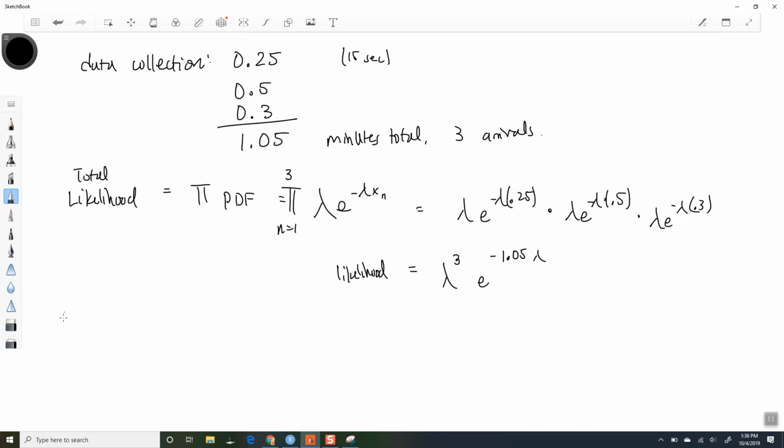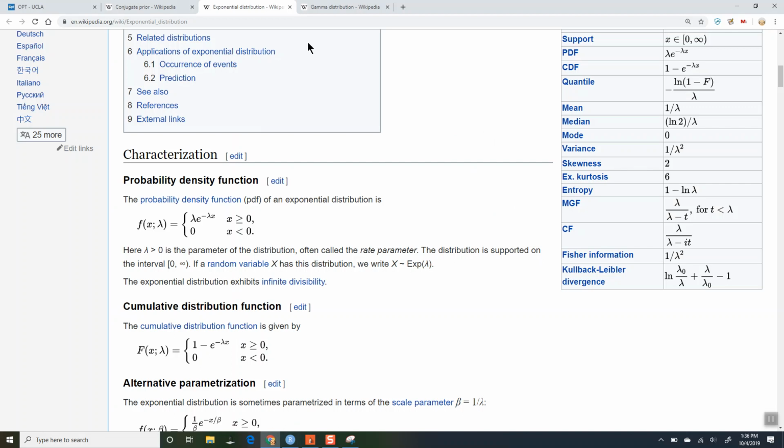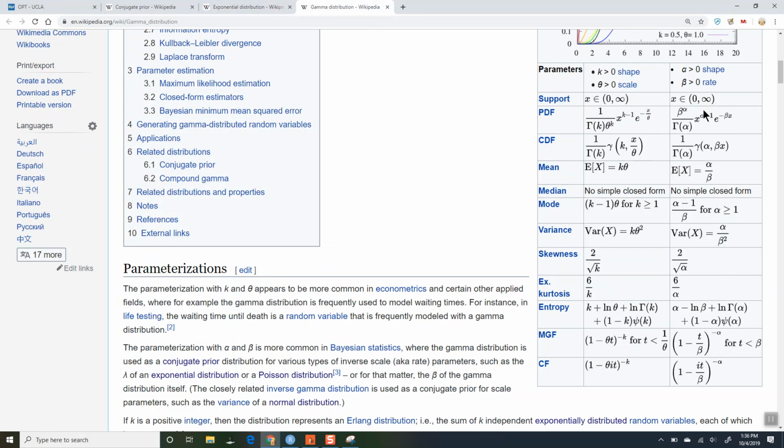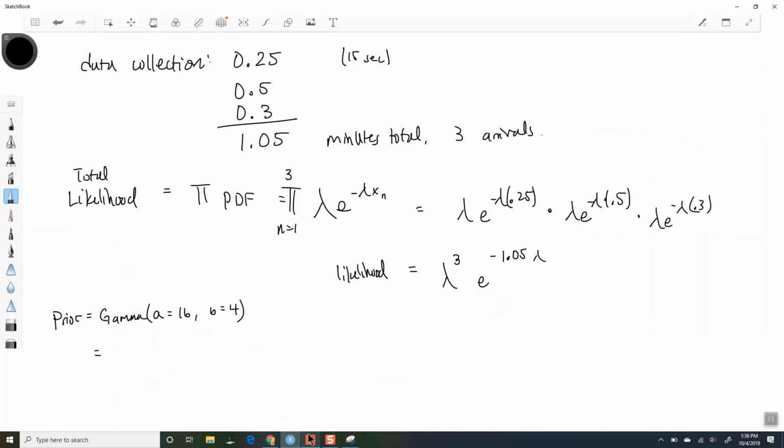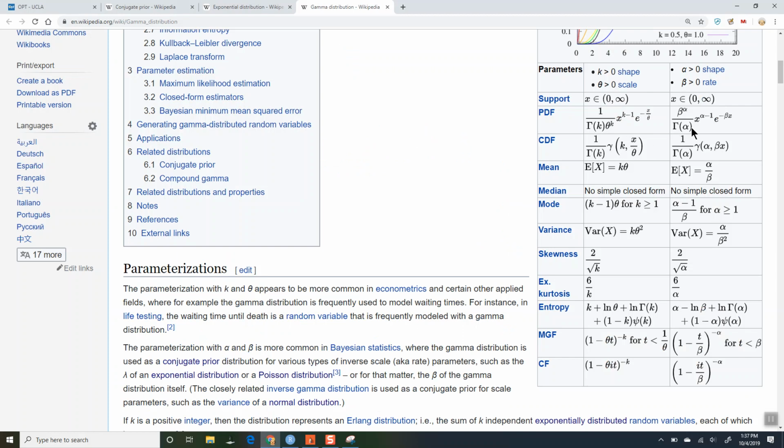All right. The prior distribution is gamma with alpha equal to 16 and beta equal to 4, which takes on this form. The gamma distribution has this PDF. It's got this scary stuff up front, so I'll go ahead and write it: beta to the alpha over the gamma function of alpha. That looks scary. And then x to the alpha minus 1, e to the negative beta x.